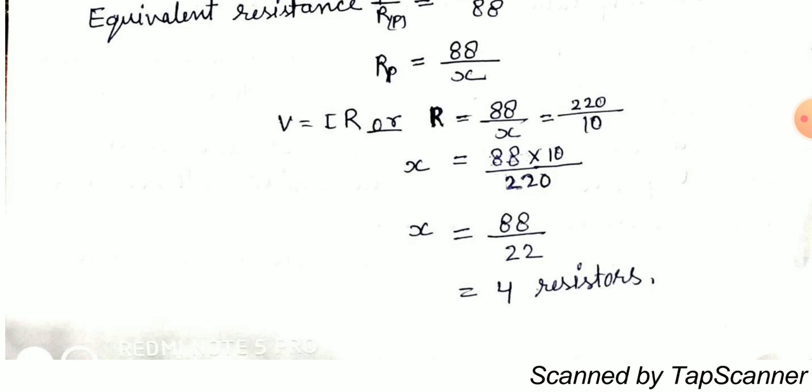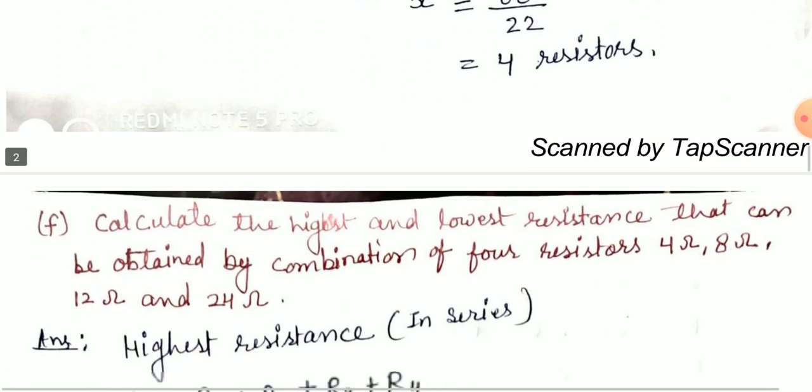By putting the formula V equals IR, R equals V upon I, we put the value of R, 88 upon x, will be equal to V upon I. V is 220, I is 10. So we get the value of x equal to 88 multiplied by 10 upon 220. 88 upon 22, and that is the answer, 4 resistors.